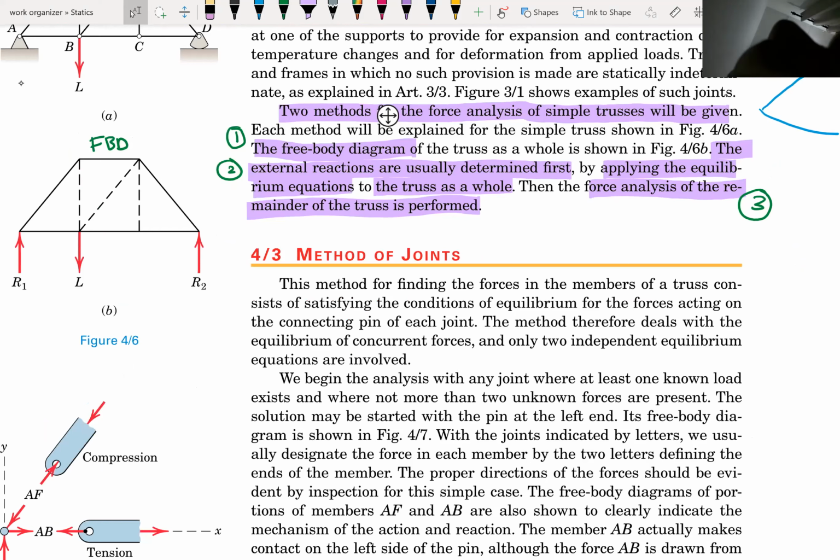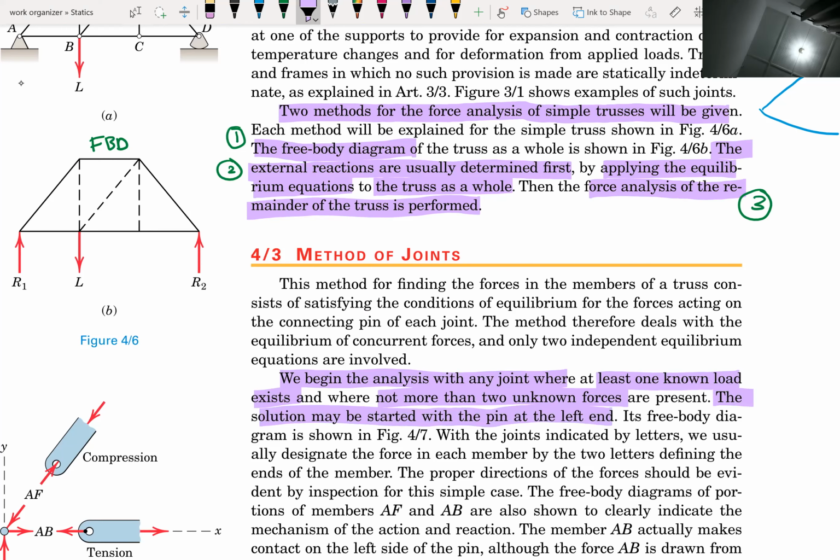So we begin the analysis with any joint where at least one known load exists and not more than two unknown forces. If there are more than two, then it is difficult to determine the unknown force. Then for the solution, we may start with the pin at the left end.